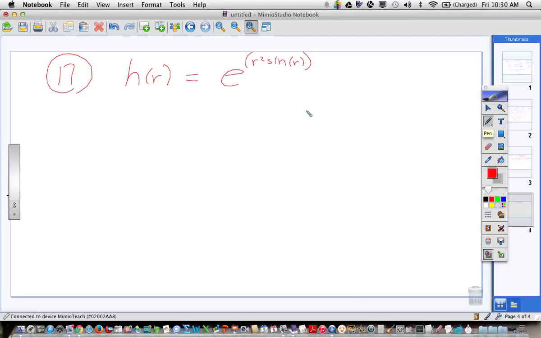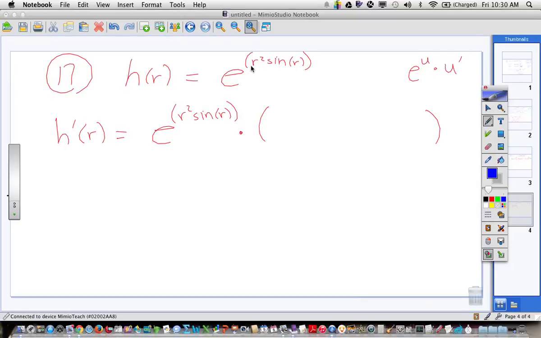See, and again, they don't write parentheses. I'm going to be careful when I write the gateway test. I'm going to put parentheses where they need to be so it's clear where these things are. All right, so this is an e to the u times u prime, right? It's e raised to some stuff and then times the derivative of that stuff. So h prime of r would be e raised to that same stuff times, big parenthesis, the derivative of the inside.